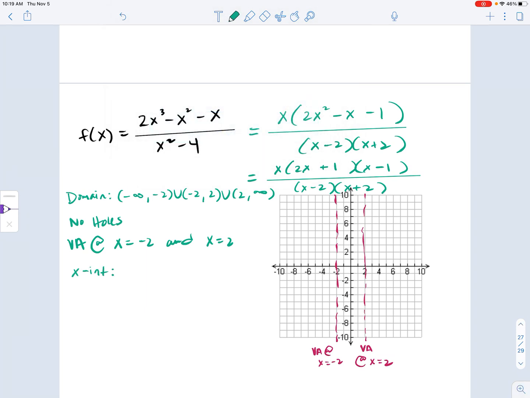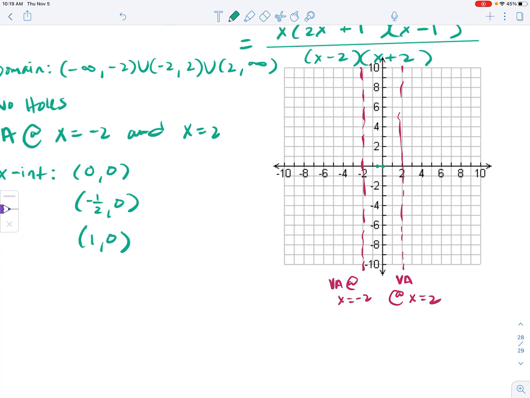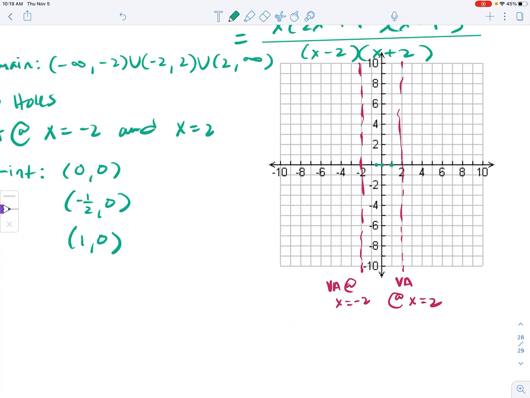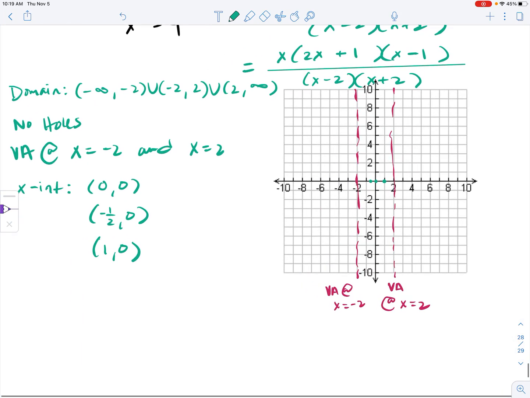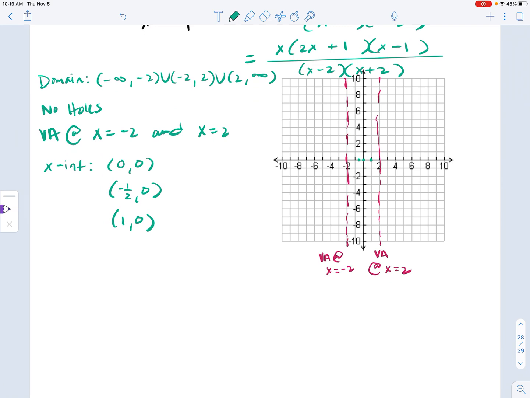Okay, and x-intercepts we identify by setting the numerator equal to 0. So at 0, 0, negative 1/2, 0, and 1, 0. Negative 1/2, 0. Interesting. And then 1, 0. So those are all the x-intercepts. And the y-intercept, 0, 0.